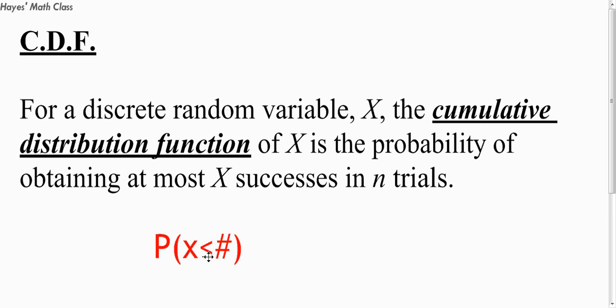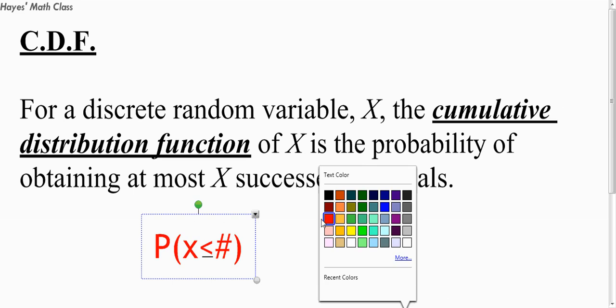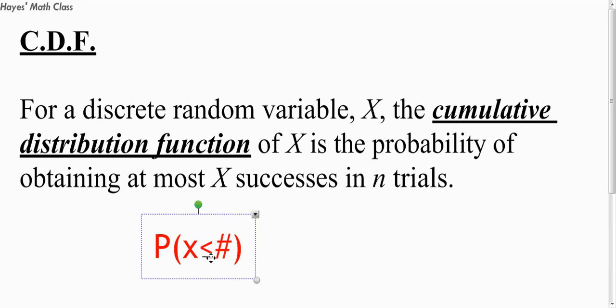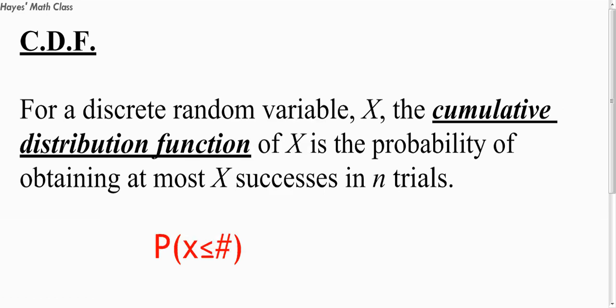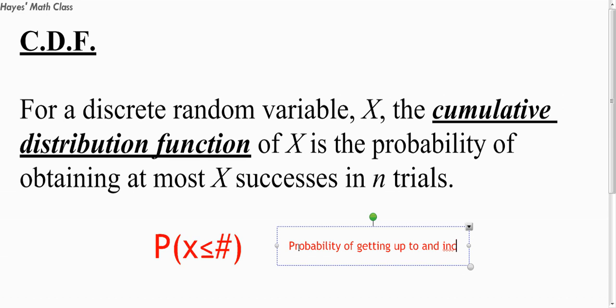And for those of you freaked out by this, let's change your color for you. There, you should like that a little better. So this would be, for example, you would take the probability of, actually here, let's see if I write it up. So this is the probability of getting up to and including a certain number of events.